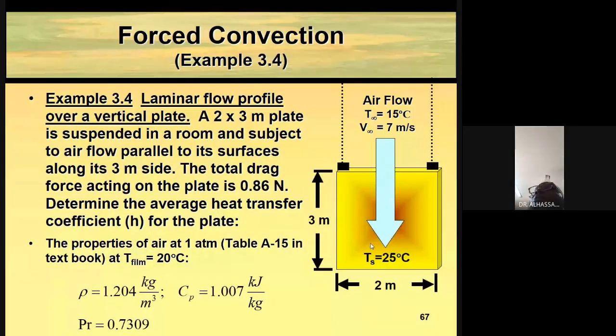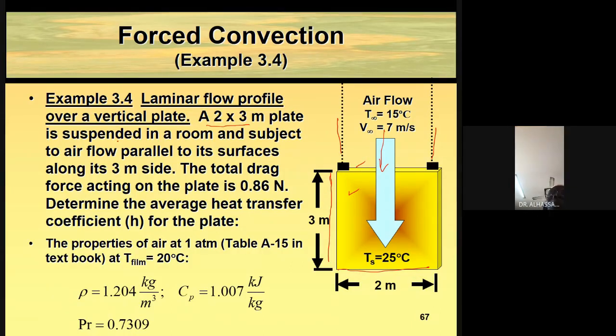So let us look quickly at this particular question. Here we are told about laminar flow over a vertical flat plate. The dimensions of the flat plate are like this. We have the height, and the width is also 2 meters. So this is a plate which is being suspended in the air. It's hanging in the air. So the air is flowing across both surfaces, surface number 1 and the opposite side also.